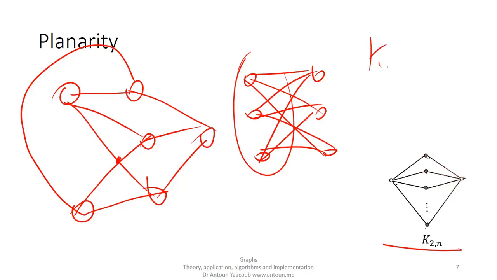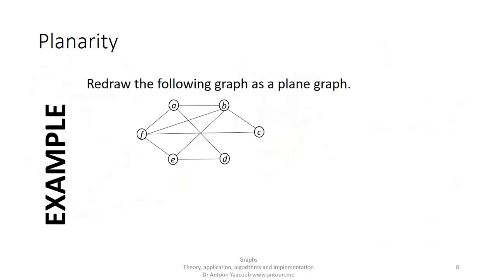So obviously K_{M,N} is non-planar, where M and N are each at least equal to 3. So M and N are greater than or equal to 3. So it's very nice to play with all these. In practice, you will have some exercises where you need to work around some graphs so that they are planar. So we have an example here.